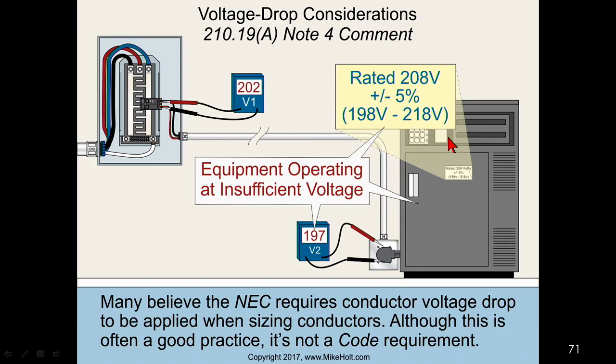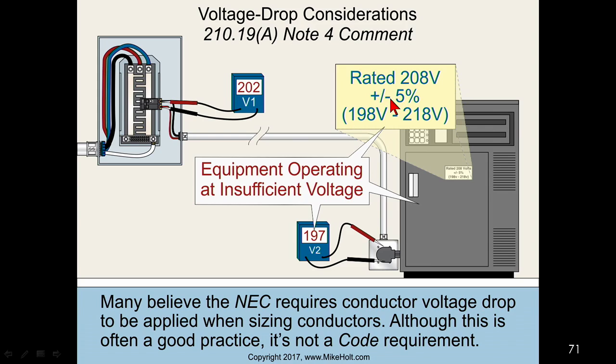So here's an example. Okay, I'm not sure why we have voltages here at 202 and 197. All right, I'll have to change the slide. These numbers don't make any sense. The intent is that the voltage at the equipment should not be below a recommended level. If you had 208 coming in here from a 208 volt system, and if you ended up having 198 here, that would be fine because the equipment has a marking rating of 208 plus or minus 5%.